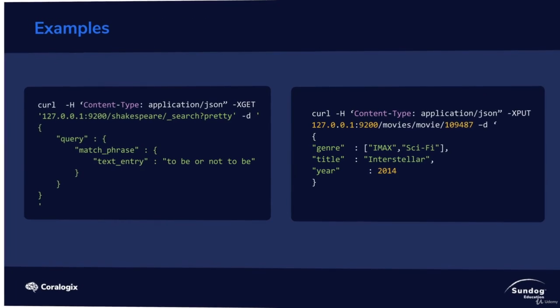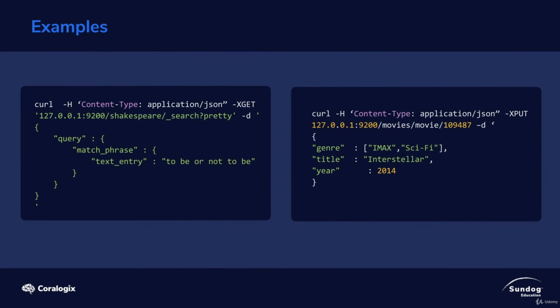Let's look at some concrete examples to make that more real. So this first one on the top here, we're basically querying the Shakespeare index for the phrase "to be or not to be." So let's take a closer look at that curl command and what's in it. Again, we're saying curl -H content type application JSON. That's sending a HTTP header that says that the data in the body is going to be in JSON format. -X GET means that we're using the GET method or the GET verb, depending on your terminology, meaning that we just want to retrieve information back from Elasticsearch. We're not asking it to change anything.